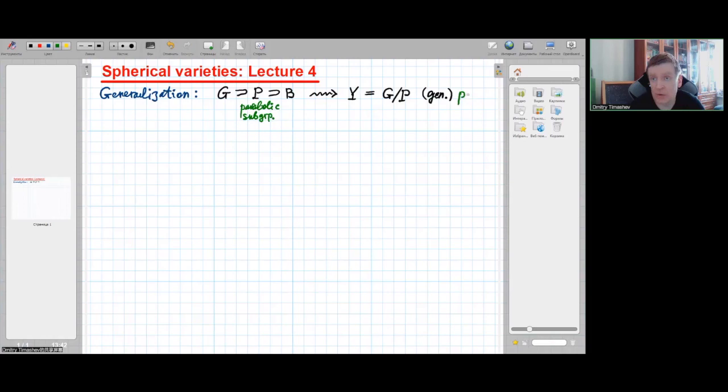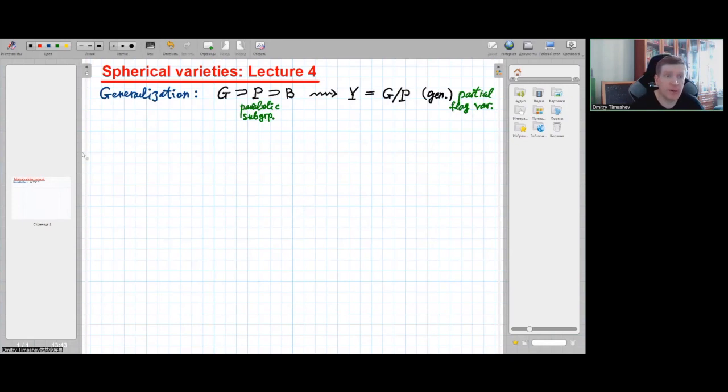So this is a generalized partial flag variety. Why this name? Because if G is GL_n, the basic example of a connected reductive group, then such kind of homogeneous spaces are indeed partial flag varieties, varieties consisting of partial flags in an n-dimensional vector space. So for an arbitrary reductive group, we call it a generalized partial flag variety.